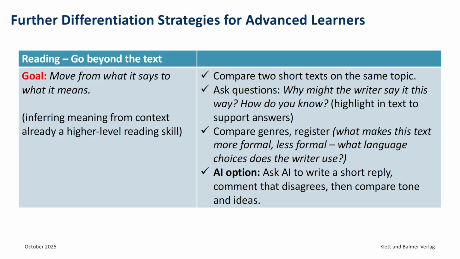So with reading then, we want to move from what it says in the text to what it means. And when we think about reading skills, when we infer meaning from context, that already is a higher order thinking skill. So when we ask learners to interpret or infer meaning from context, whether it's comparing viewpoints, questions, or noticing word choice, already we're making that challenging for them.